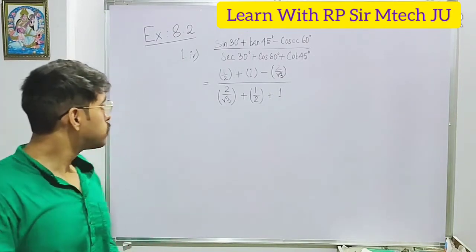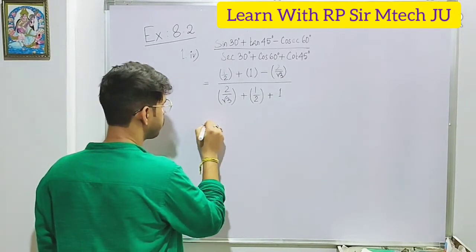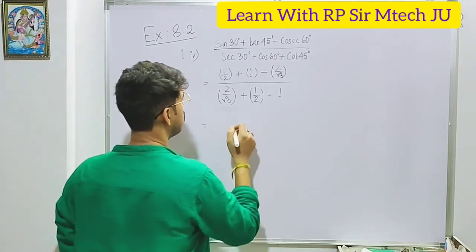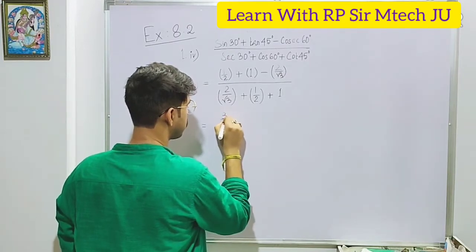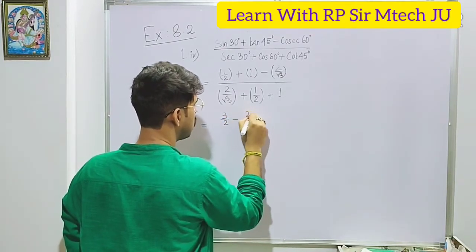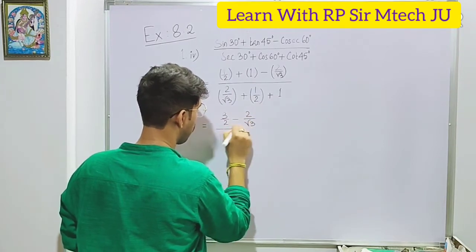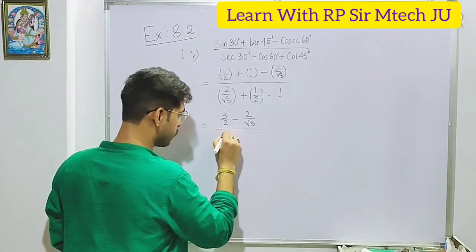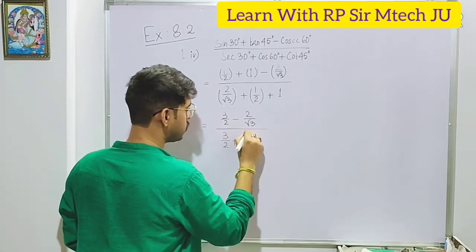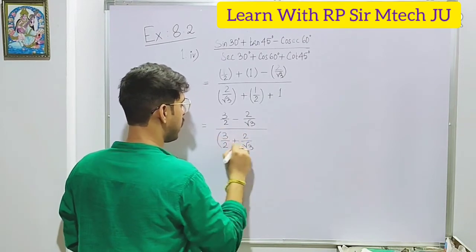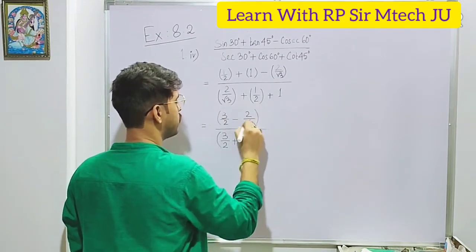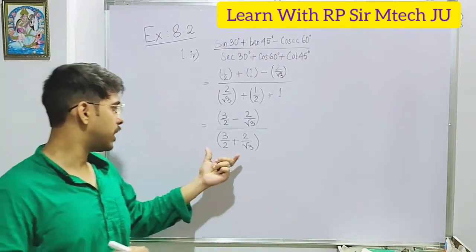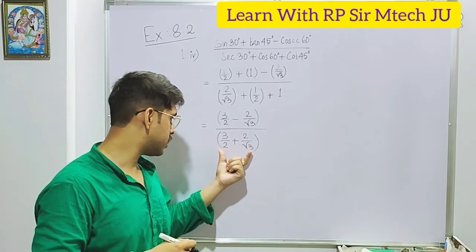Okay. So now we are going to do this problem. So it will be half plus 1, which is 3 by 2, minus 2 by root 3, and here it will be half plus 1, which is 3 by 2, plus 2 by root 3. Now why have I kept it like this? Why haven't I solved it? Because now I know I need to rationalize this one. So in order to rationalize this one, but before that, let me just solve the values.